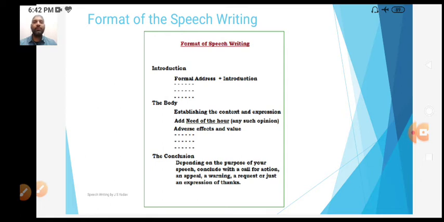Depending on the purpose of your speech, you can either make a request, call for an action, give a warning, or you can simply express your gratitude to the audience.